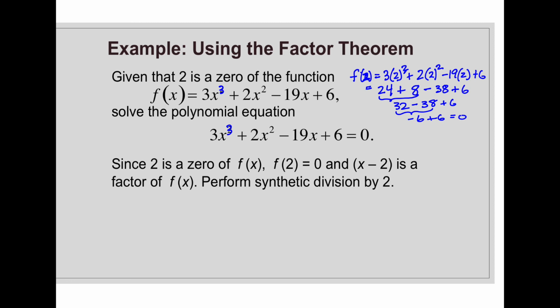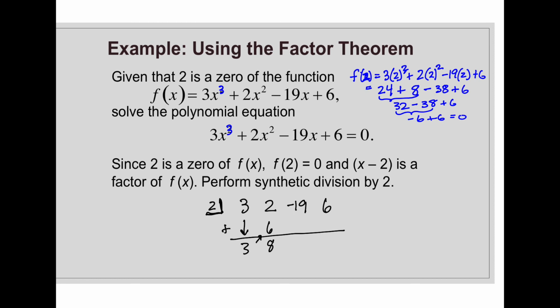Okay. So I had to know that 2 actually was a 0, so that had to be given to me. But I'm going to use that to figure out what's left if I take out x minus 2. So let's start. 2 is my a value there. And then we have 3, 2, negative 19, and 6. No blank spots there. We bring down the 3. 3 times 2 is 6. 6, and remember we're adding straight down here, gives me 8.